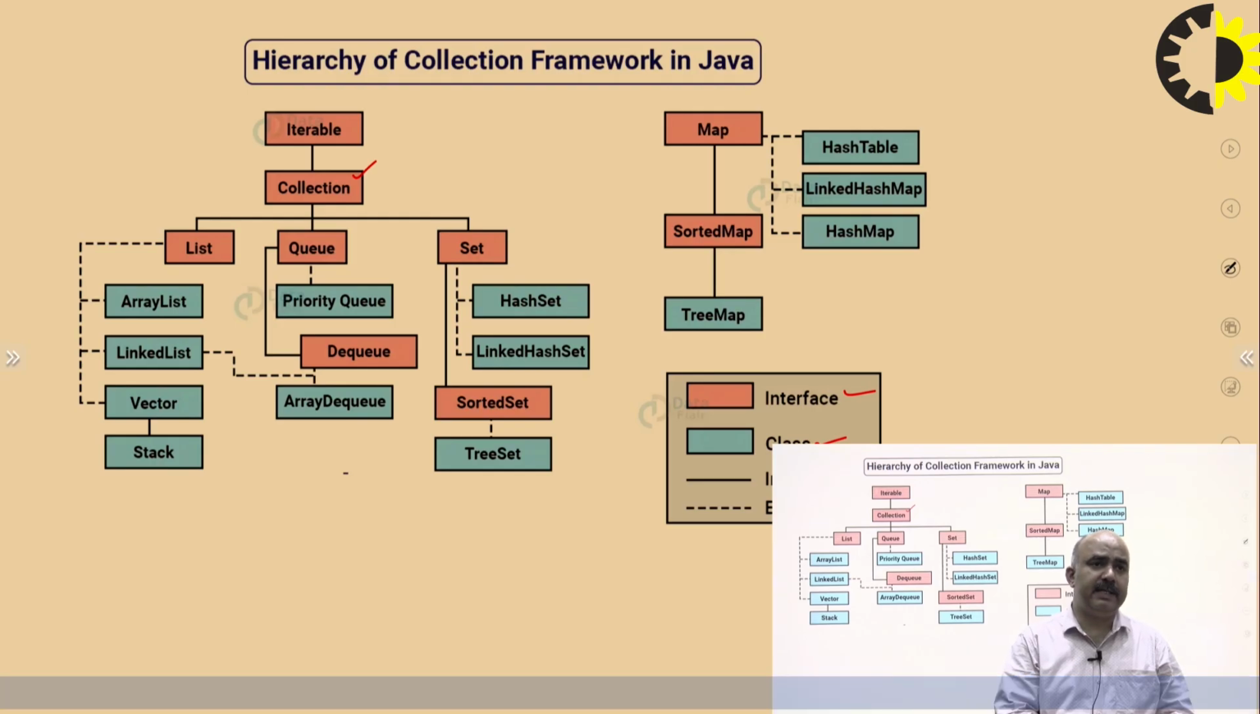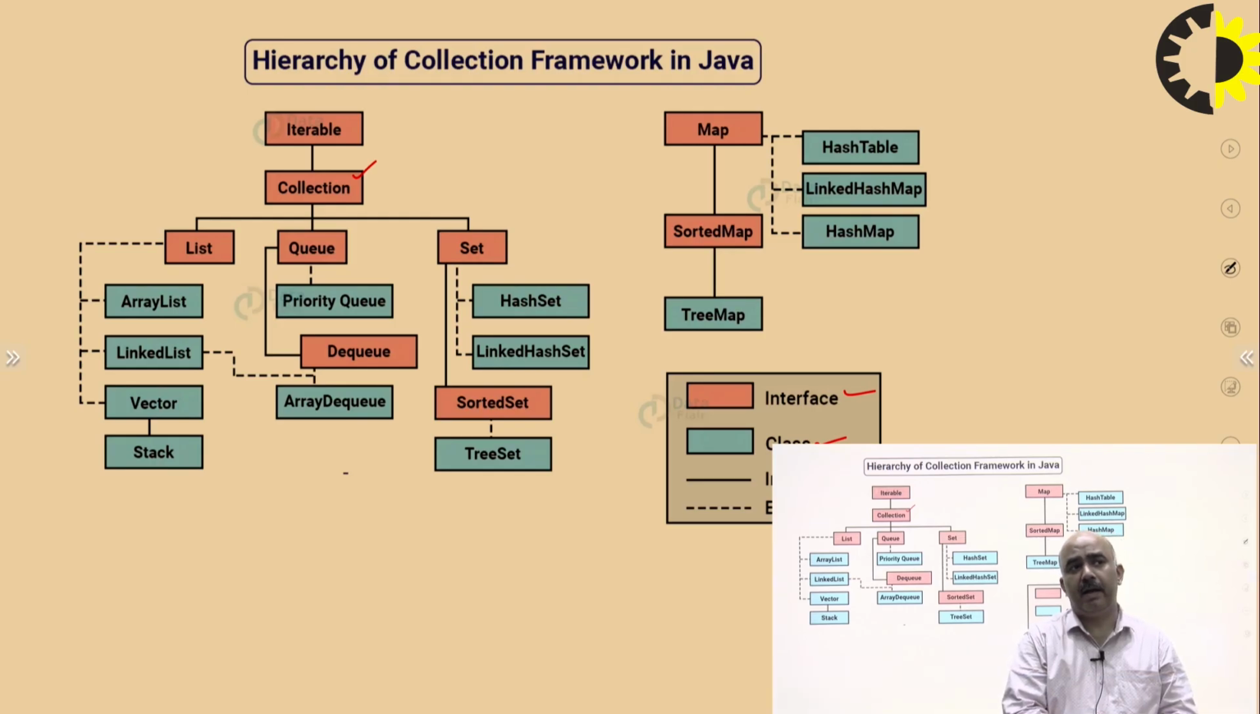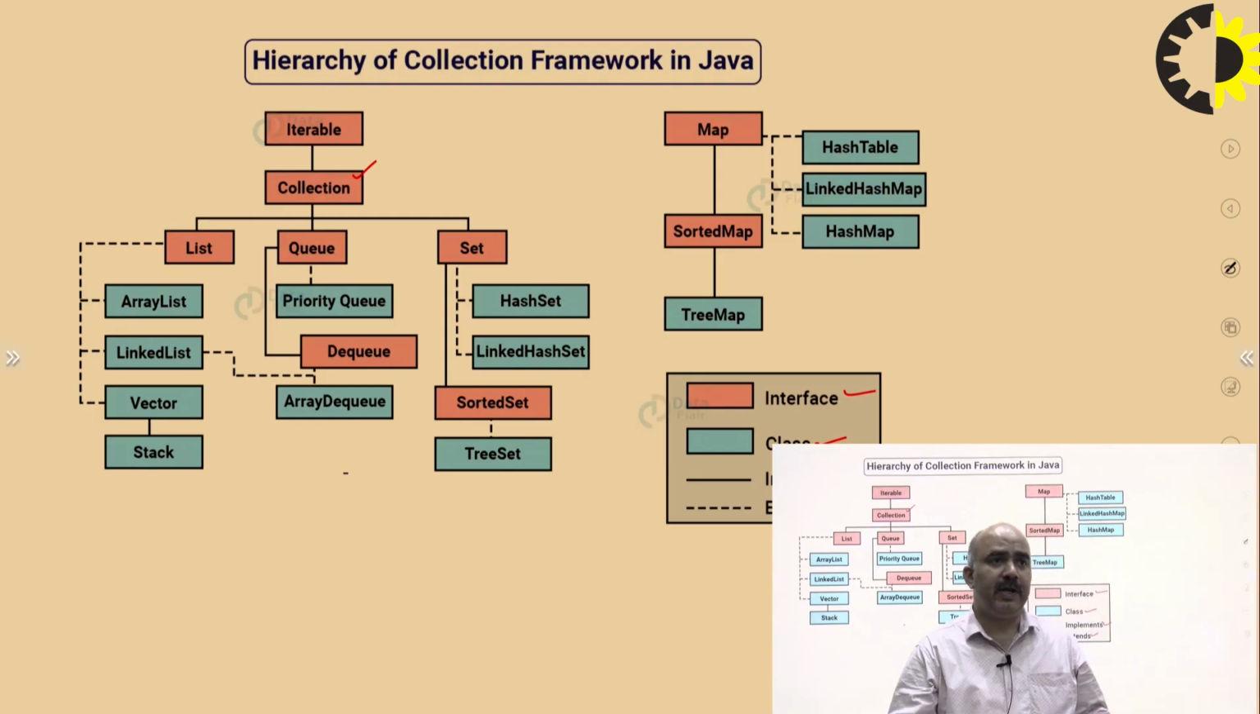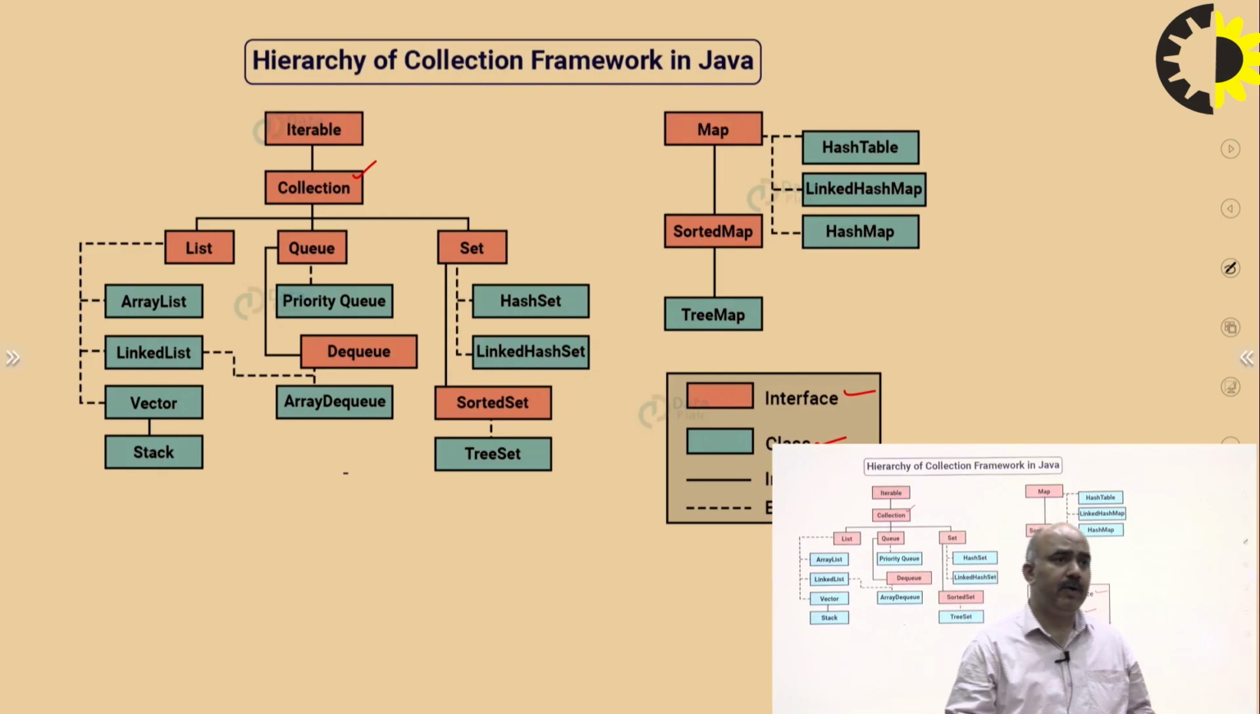The question that arises is why these collections are needed in Java, as we already have list, set, queue, stack, priority queue and deque when we talk about data structures. So what is the need of collections in Java?